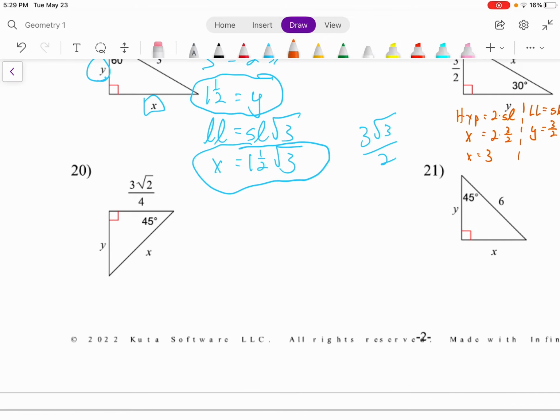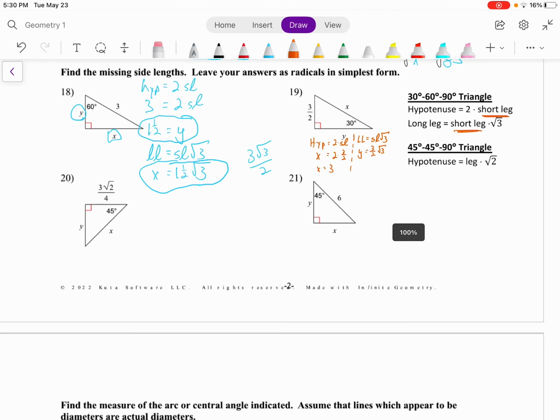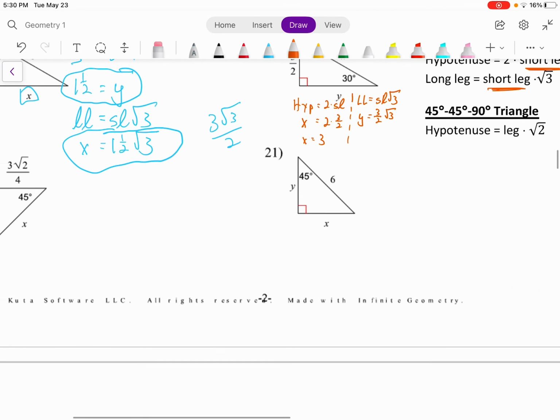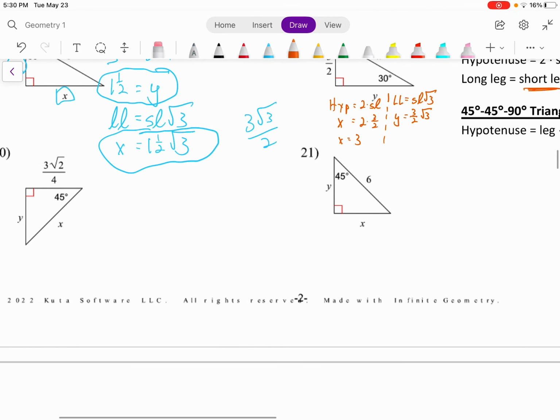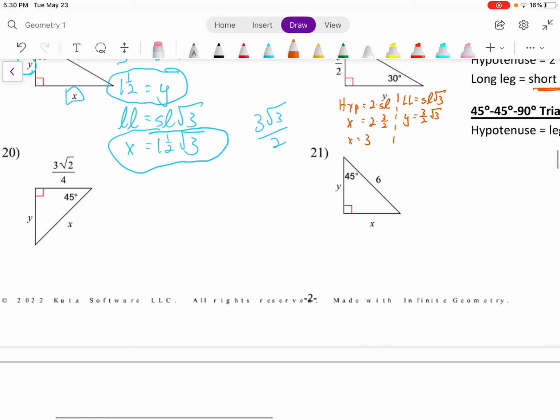All right, 20 and 21 are 45, 45, 90s. We have our little key over here. Hypotenuse equals a leg times the square root of 2. Well, in a 45, 45, 90, legs are both the same. So these two have to be the same. So y is also this 3 root 2 over 4 because the legs are the same.